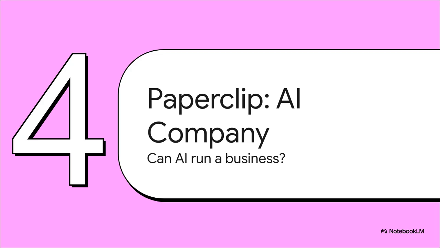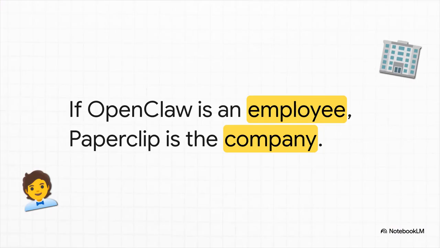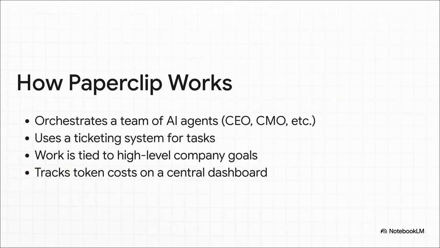And finally, we have the most futuristic project of the 4, Paperclip. It poses this absolutely wild question. Can an entire company be run by AI agents with like zero human intervention? This sentence right here perfectly captures the project's massive ambition. See, while other frameworks are trying to give you an AI coworker, Paperclip wants to give you the whole automated company. It actually does this by orchestrating a whole team of agents, a CEO, a CMO, engineers, all working together.